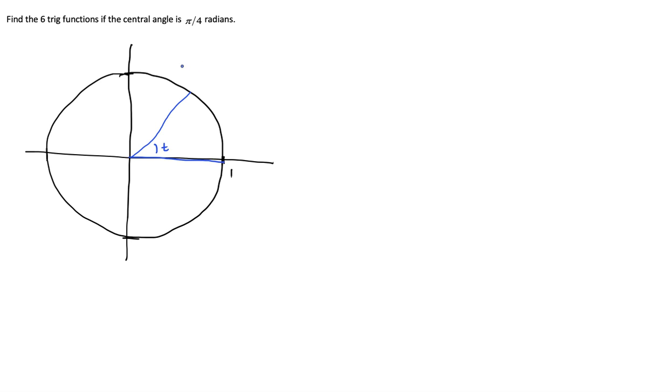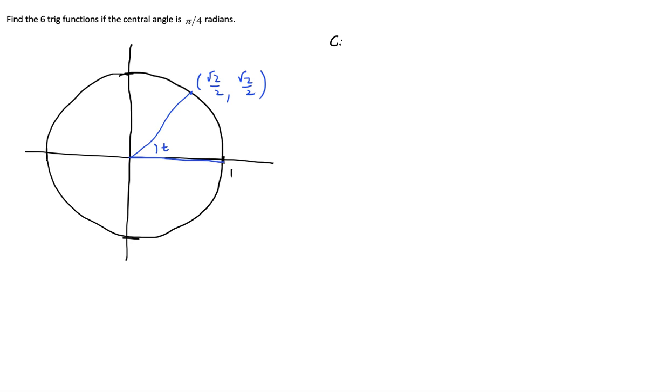Now pi over 4 actually turns out to be pretty special, because if this is indeed pi over 4, then we know what this coordinate is. It's going to be rad 2 over 2, comma, rad 2 over 2. Remember, pi over 4 is one of these special angles. Pi over 3, pi over 4, and pi over 6 are the 3 special angles that give us these values. So there we go. We know the coordinate now, the x value and the y value.